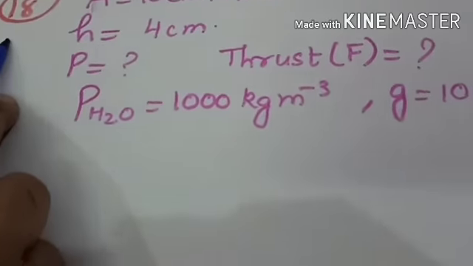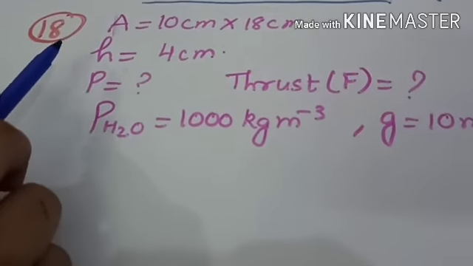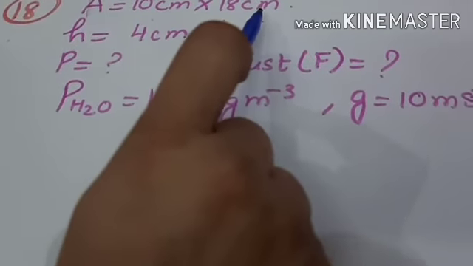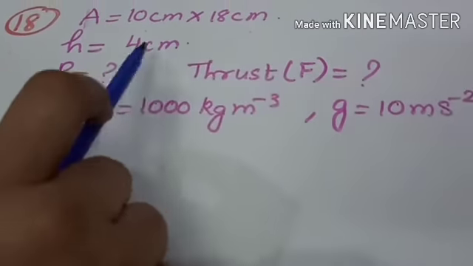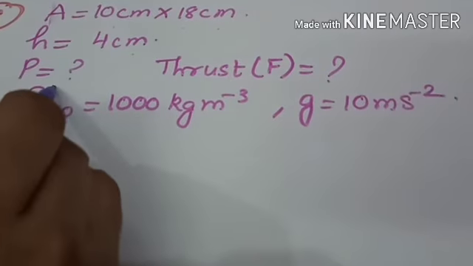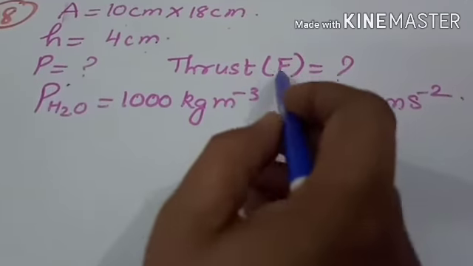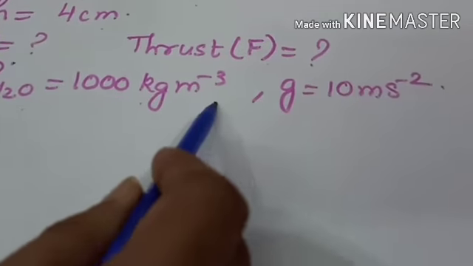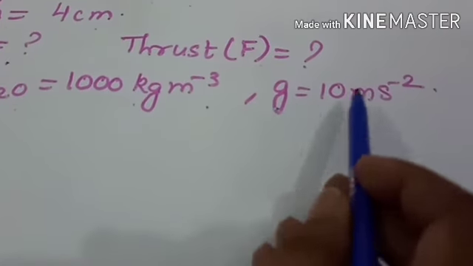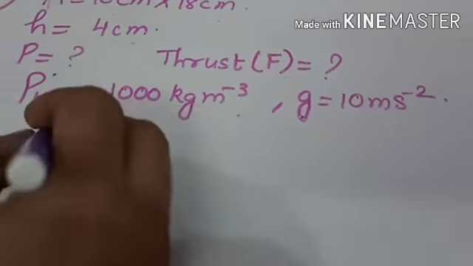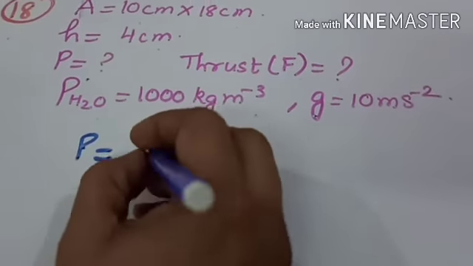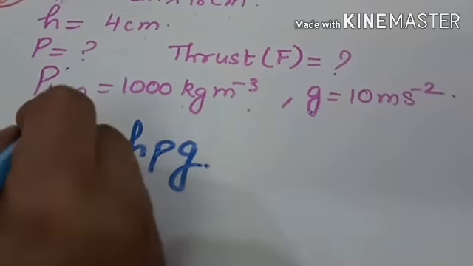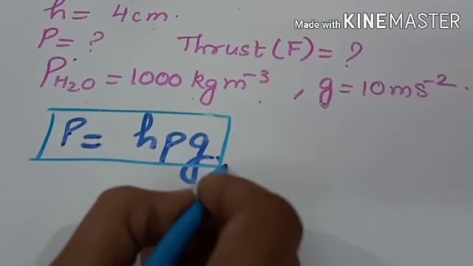Question number 18. It says that the base of a rectangular vessel measures 10 centimeter into 18 centimeter. Water is poured into it up to the depth of 4 centimeter. What is the pressure on the base and what is the thrust on the base? Assume the density of water is 1000 kg per meter cube and acceleration due to gravity is 10 meter per second square. So we know the formula of pressure is H rho G. This is the formula you will be using to find out the pressure on the base.